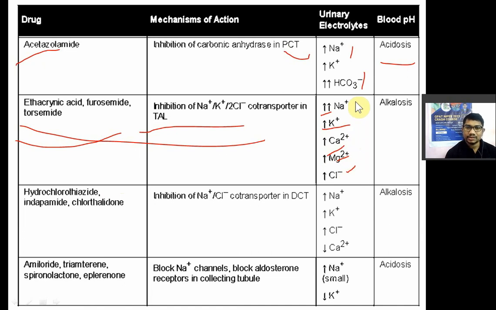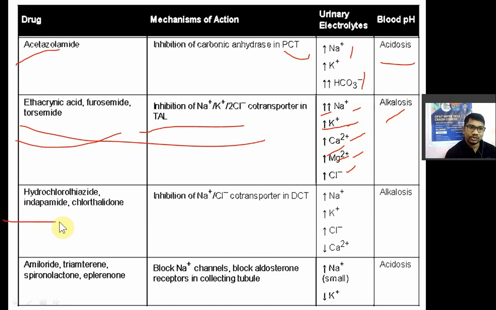अभी सोडियम का एक्सक्रीशन, पोटेशियम का एक्सक्रीशन बढ़ाएगा, कैल्शियम बढ़ाएगा, मैग्नीशियम बढ़ाएगा, तो hyponatremia, hypokalemia, hypocalcemia, hypomagnesemia. So these will be the adverse effects. It causes alkalosis, systemic alkalosis.